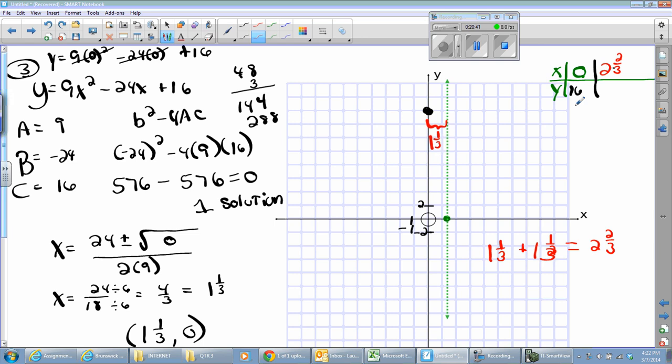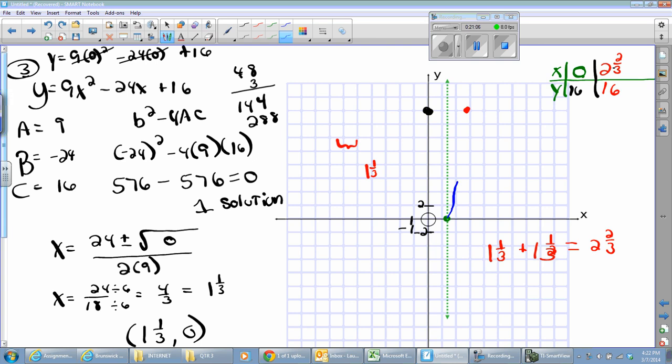And I'm not going to do any work because I know the y value. Because of symmetry, it's going to have to be 16 also. So this is 1 and 1/3. This is 2 and 2/3, will be right about there. And my parabola is going to be symmetrical in that way. And I'm going to go ahead and try and draw it. Move this out of my way. And I'll draw it in blue as best I can.